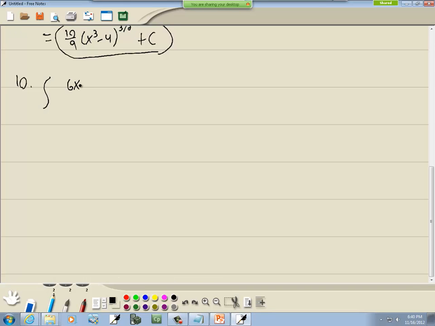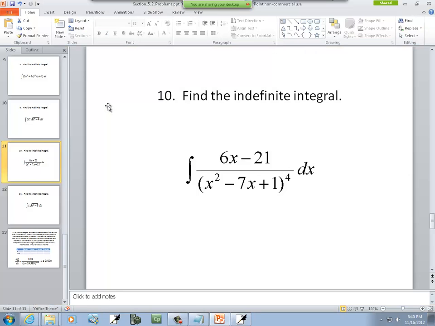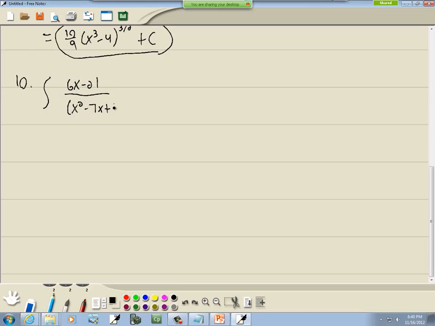We got the integral of 6x minus 21 over x squared minus 7x plus 1 to the 4th power dx. Okay, we have parentheses to a power, so we know what to set u equal to. u is what's inside the parentheses, so u equals x squared minus 7x plus 1. The derivative, du, would be 2x minus 7 dx.